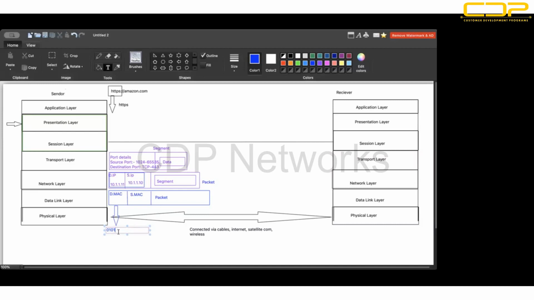So now, if we talk about networks, we are only concerned with the application layer, transport layer, network layer, and data link layer. We don't care what is happening on your physical layer, but yes, it is required, because if your physical layer is not up, your data will not be transmitted.